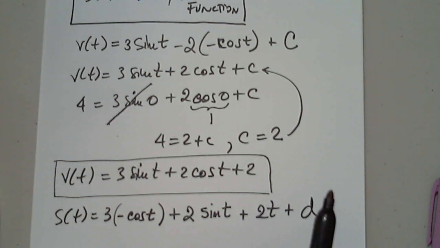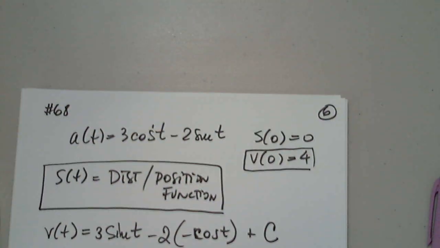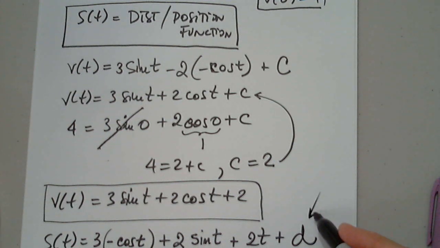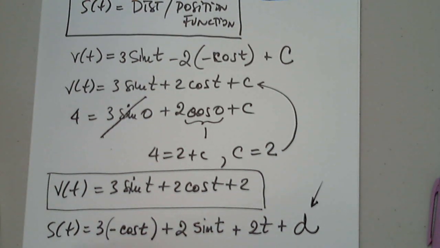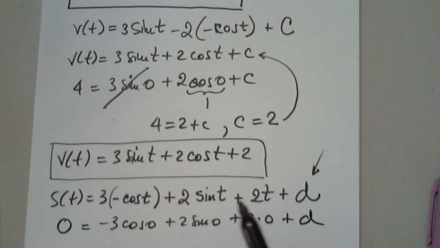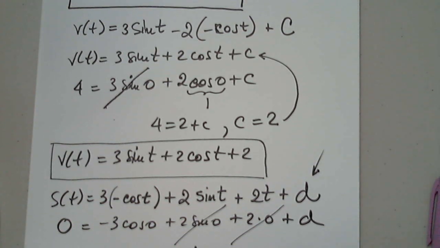Okay. I do have a condition that says s of 0 is 0, and this will enable us to find d. S of 0 is 0, so negative 3 cosine 0 plus 2 sine 0 plus 2 times 0 plus d. We already discussed that these are 0. This will be 1 with negative 3, so 0 equals negative 3 plus d. I move negative 3, so d equals 3.